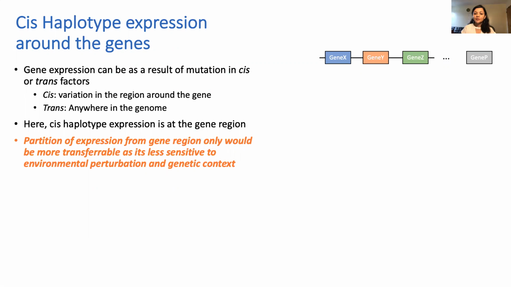In this study, we get cis expression from the gene region to know how much of the expression is a result of elements right around the genes. And since these cis haplotype expression values are less sensitive to environmental perturbation and the genetic context of the individual, we hypothesize that the partition of expression from the gene region would be more transferable compared to the measured expression values.